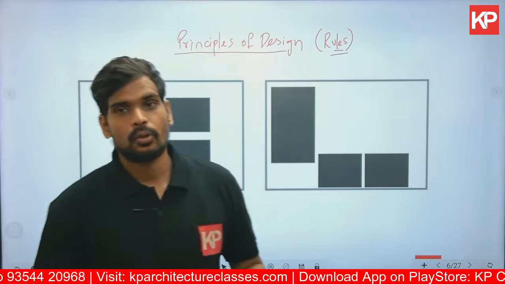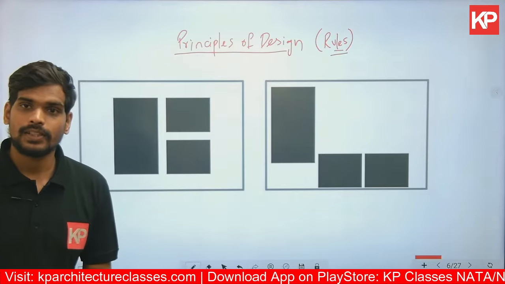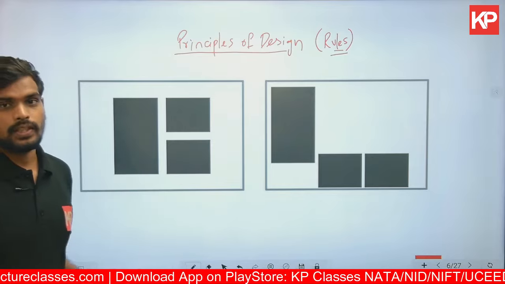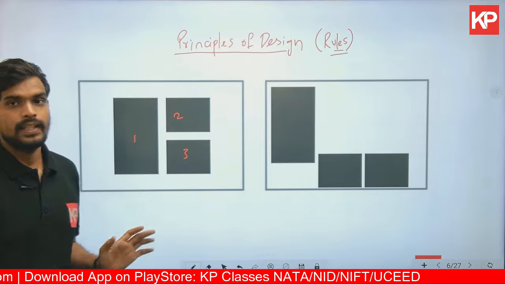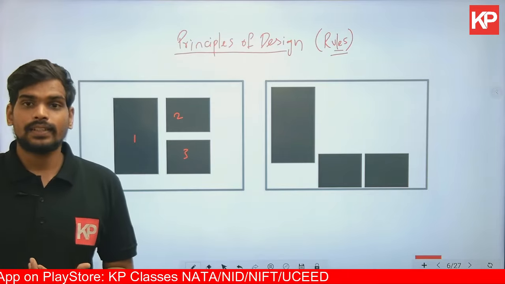So let me start by showing you 2 pictures over here. You can see 2 compositions. What is a composition? It is a design which is created using elements. There are 3 elements used here. What are those 3 elements? These are 3 rectangles, 1, 2 and 3. Rectangle is a geometric shape, and shape is a third element of design.